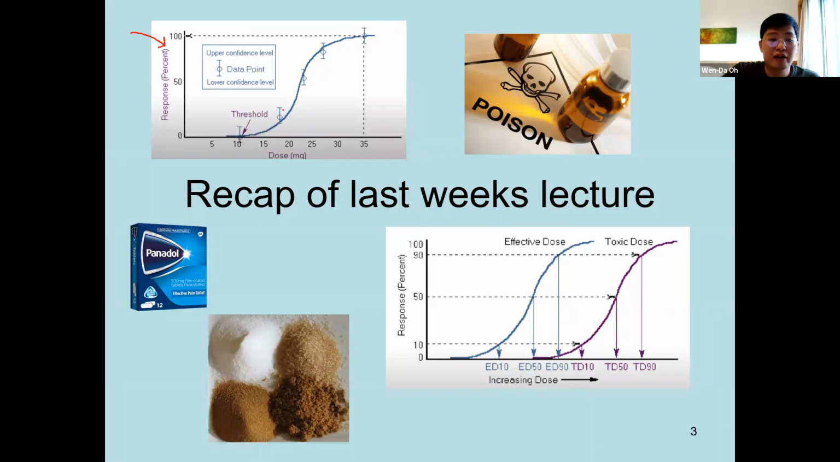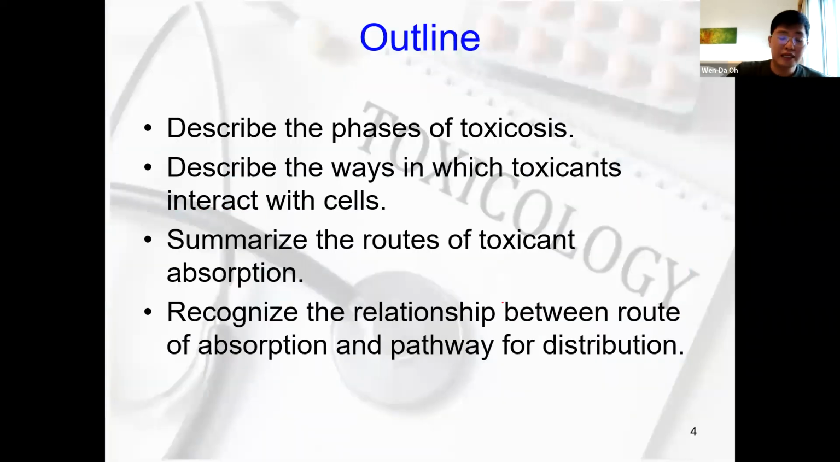From the data itself, we can find what is the lethal dose 50. That means 50% of the population has suffered from the effect of the pollutant. And then we also look into something called the effective dose and toxic dose. If you want to know further details, you can watch back the previous recorded lecture. So for today's lecture, we are going to look into something different.